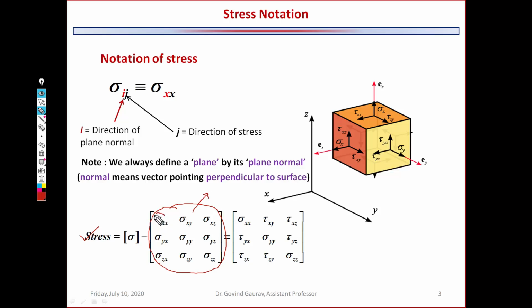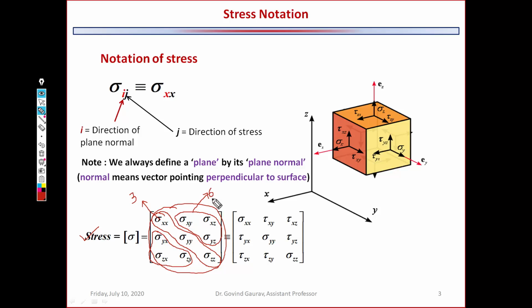Among these values, sigma xx, sigma yy and sigma zz are considered the normal stresses because these are acting perpendicular to the surface which we have chosen. The next, these values sigma xy, sigma xz, sigma yz and sigma yx, sigma zx and sigma zy, are the shearing stresses. So a particular state of stress in 3 dimensions will have 3 values of the normal stresses and 6 values of the shearing stresses.